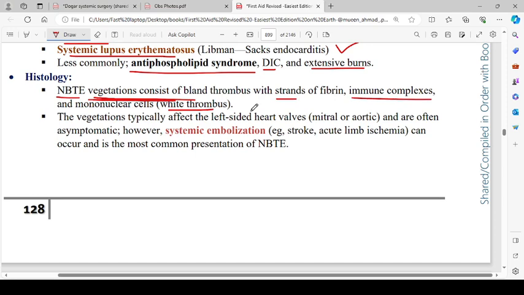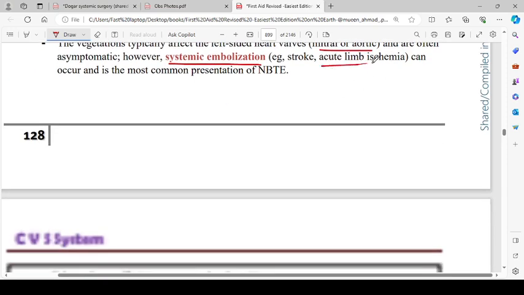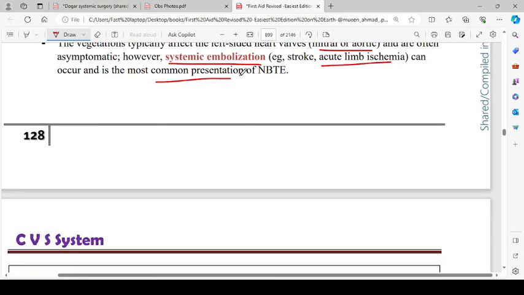The vegetations typically affect the left-sided heart valves, mitral or aortic, and are often asymptomatic. However, systemic embolization like stroke or acute limb ischemia can occur, and is the most common presentation of non-bacterial thrombotic endocarditis.